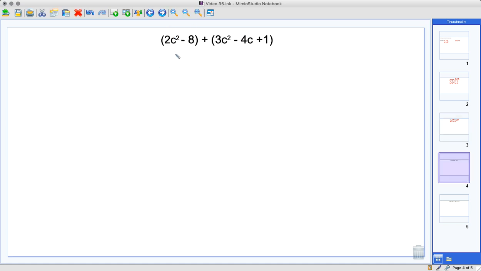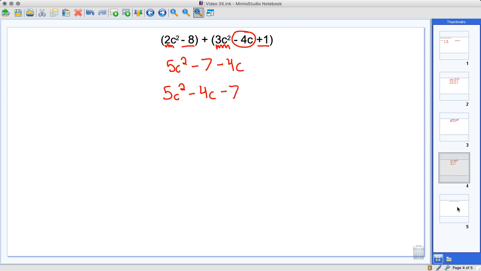So then this problem, same thing, addition problem. You've got 2c squared plus 3c squared is 5c squared. Got a minus 8 and a plus 1 is minus 7. And then you've got the minus 4c. Again, always make sure to check that your exponents go in decreasing order. So this one we actually have to rewrite: 5c squared minus 4c minus 7.